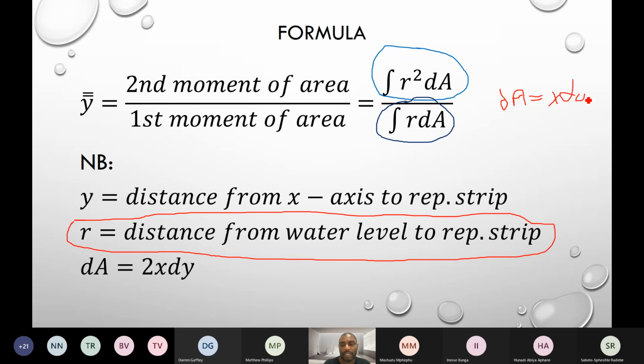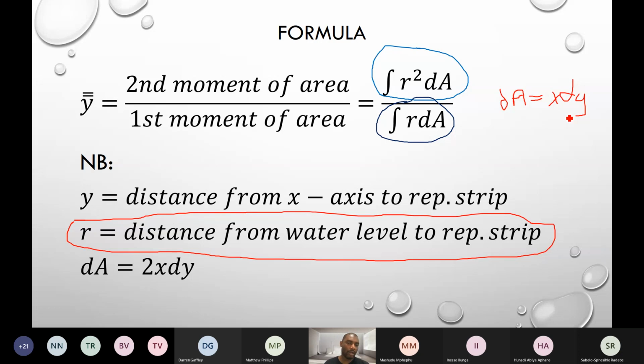Okay, but you see that in our case, it's 2x. The simple reason is that our shape is cut in 2, so we have 2 parts of the same shape. That's why it's 2x. It's like you're calculating 2 areas. Okay, so that's why there's a 2.